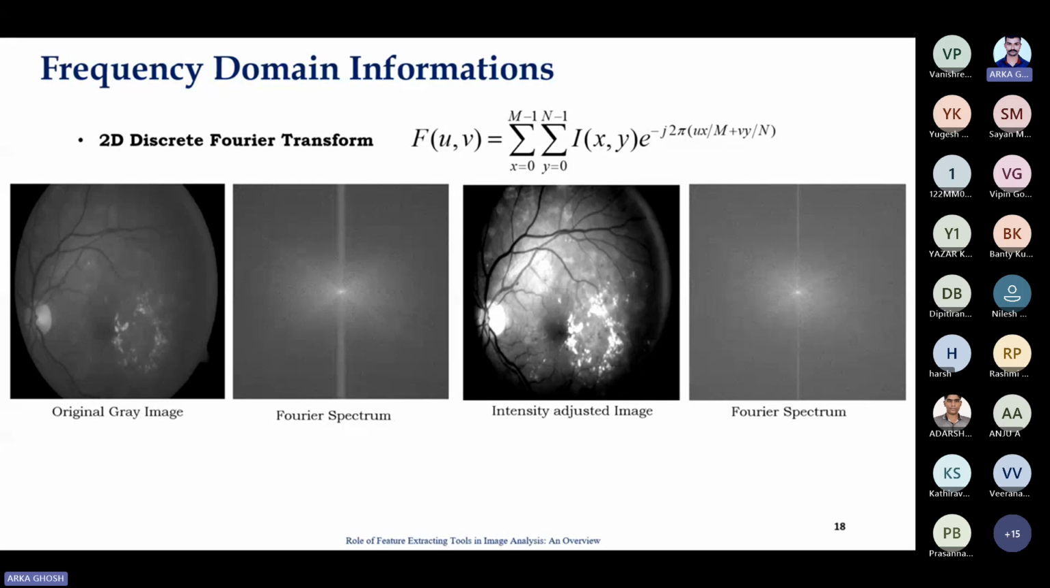That's why we get more high frequency information in the adjusted image than in the original grayscale image. This is the Fourier spectrum for the original image, and here you can see the difference between the two, how the region has changed. The center region of the Fourier spectrum has been changed.